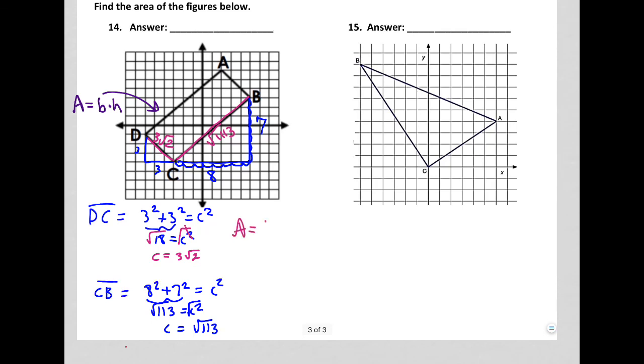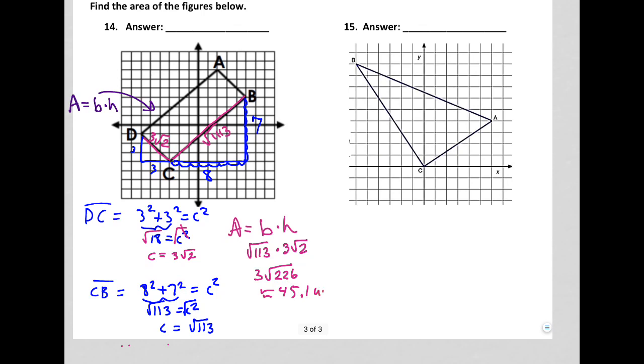So to do the area, our little b times our h, we have to multiply them together. Square root of 113 times 3 radical 2. Now remember, since it's multiplication, you could have put the 3 radical 2 first and then the 113. Either way would have been fine. So if you do that in the calculator, square root of 113 times 3 radical 2, you get the exact answer of 3 times the square root of 226, which is approximately, if you change it to a decimal, 45.1 square units, or units squared. So either one of these are fine. It just depends on what form the answer's in. So I'm just going to put it on our answer line up here. 3 radical 226, which is approximately 45.1.